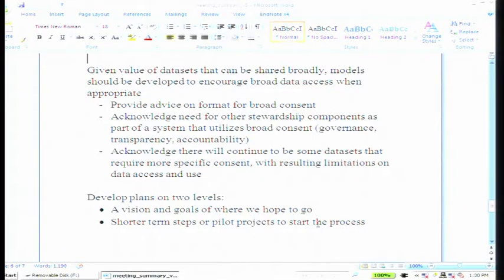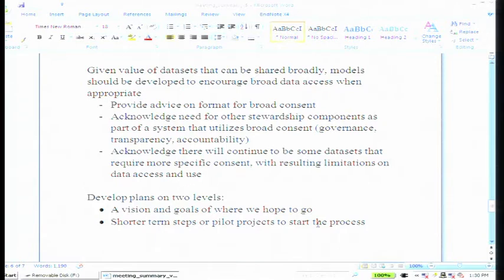Okay, so given the value of data sets to be shared broadly, models should be developed to encourage broad data access when appropriate, providing advice on formats for broad consents, acknowledge the need for stewardship components as part of a system that utilizes broad consent, and acknowledge, as we said before, there will continue to be data sets that require more specific consent with resulting limitations in data access and use. So sort of a forward-looking direction here.